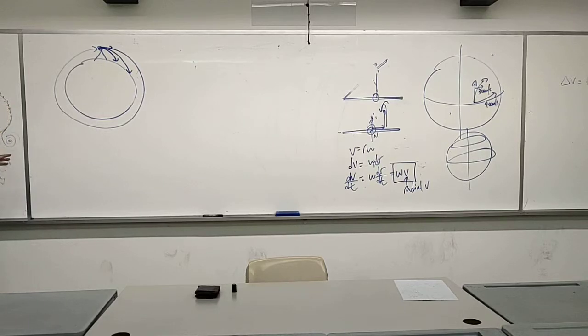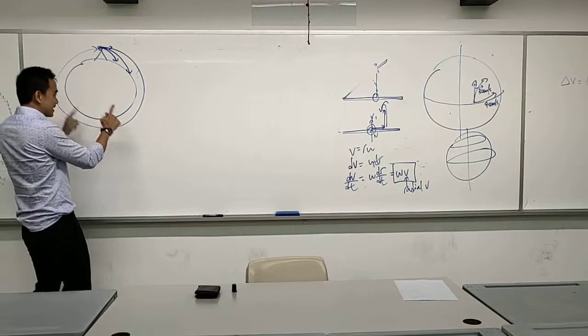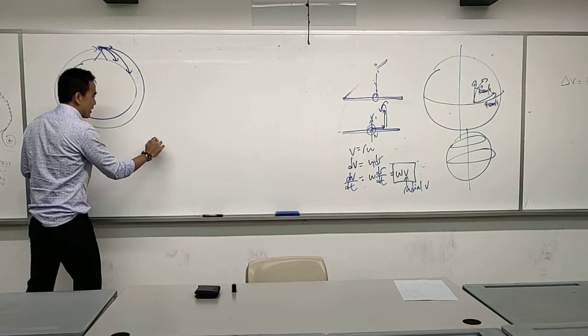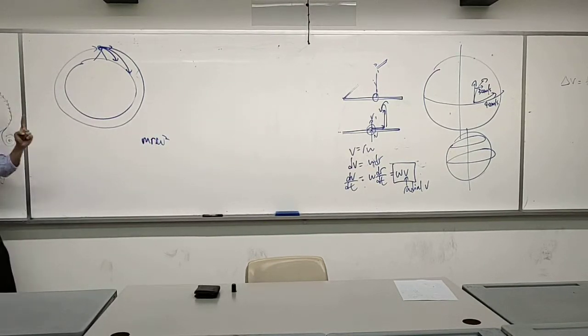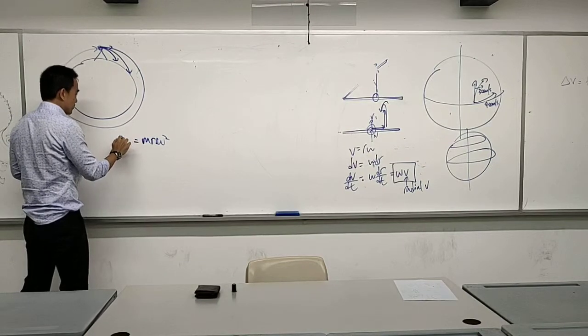So why is this important? Can you see that the circular motion, mr omega squared, which is the centripetal force which is required, must have been provided by the weight.